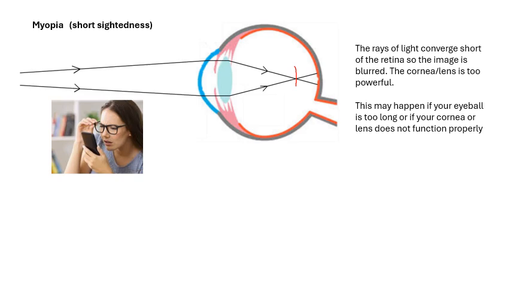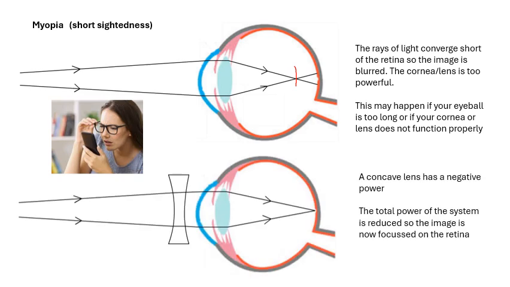Okay, so how do we help this person? Well, you give them a pair of glasses, and in the glasses you have a concave lens. Because the power of the lens and cornea is too big, what we do is add a little bit of negative power. So we give them a concave lens, and that will diverge the light a little bit so that after it's gone through the cornea and the lens, it will focus on the retina. So the total power of the system is reduced so that the image is now focused on the retina.